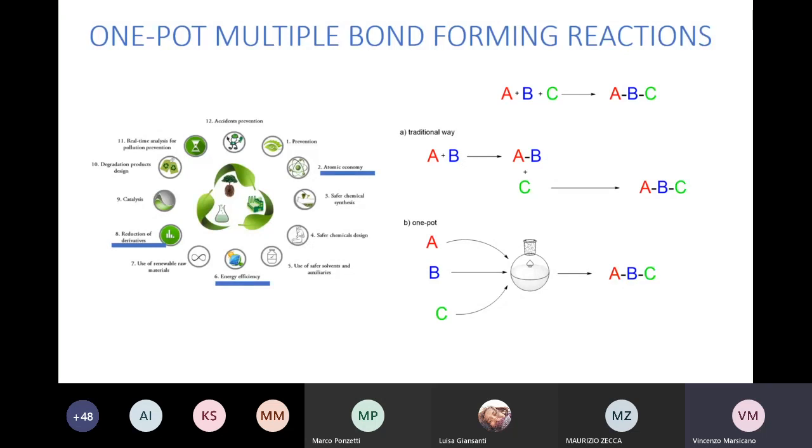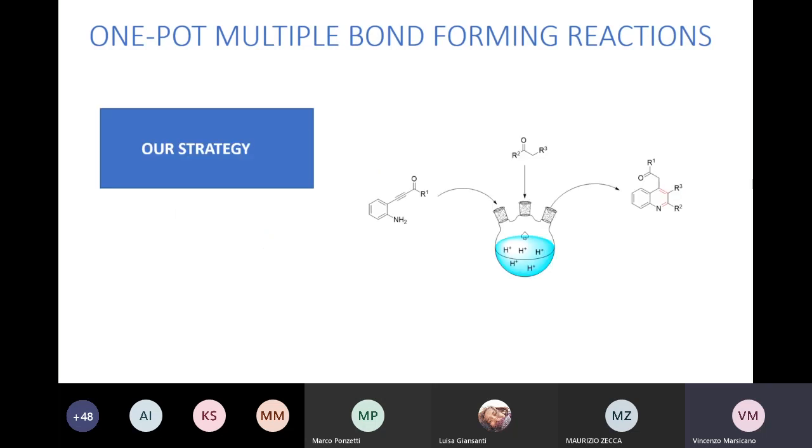But there is also an important energy efficiency, so an important energy consumption reduction, because imagine if we have to heat to promote the reaction. Of course, heating 6 times is much more consuming than heating just 1 time. So this is one of the strategies that's very used nowadays, and we use this strategy of one-pot multiple bond forming reactions to synthesize molecules that are nitrogenated heterocycles.